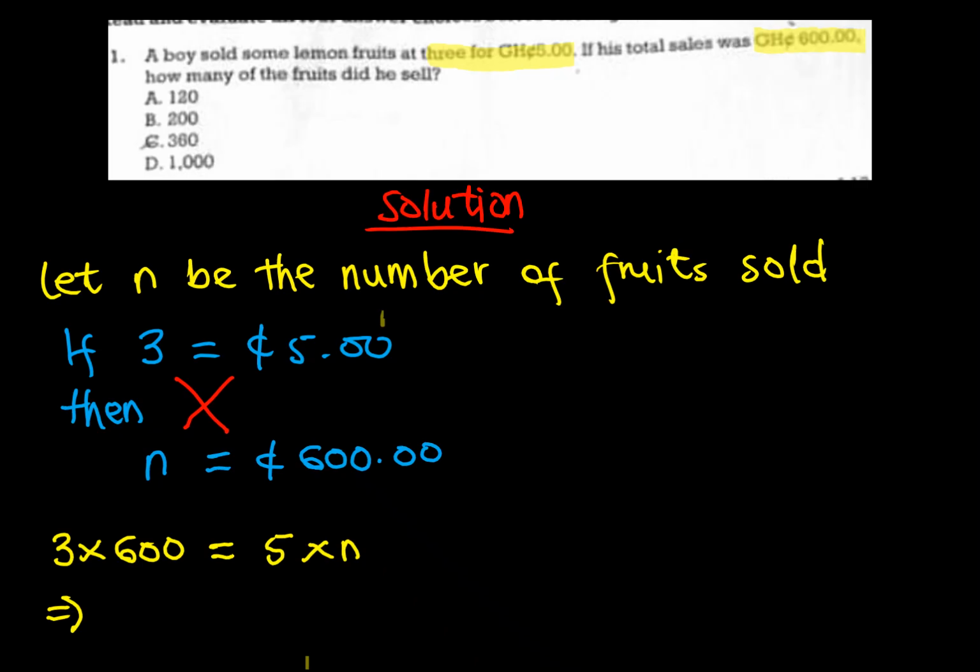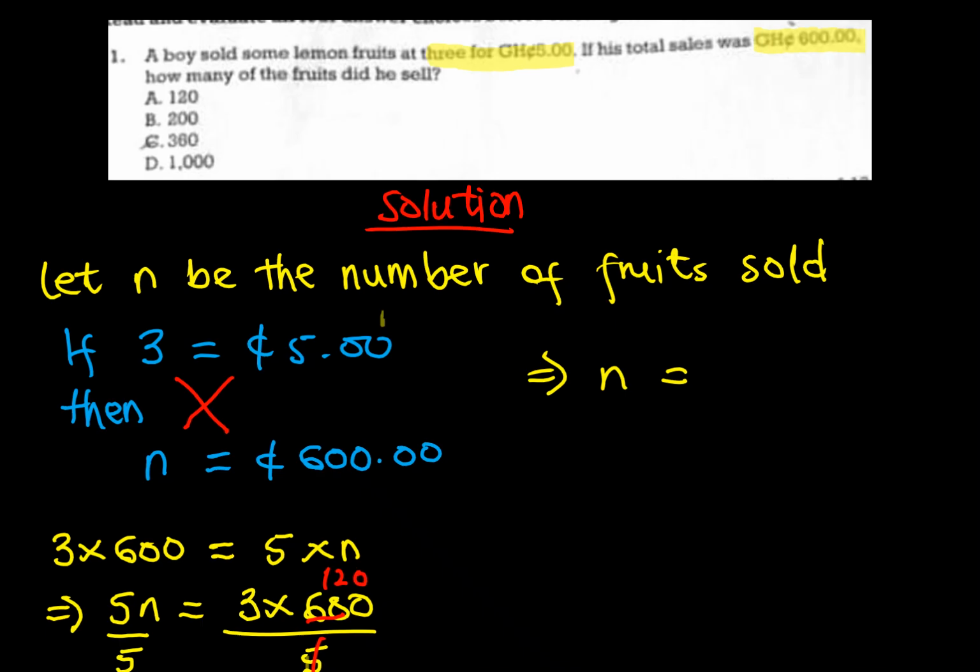So therefore, we are getting 5n is equal to 3 times 600. We can divide through by 5. And this will imply that the number of fruits is equal to, so here 5 can go into 60 12 times, where we have the 0 attached to it. So the number of fruits is equal to 3 times 120. Therefore, the number of fruit sold to reach 600 cedis is equal to 300 fruits.